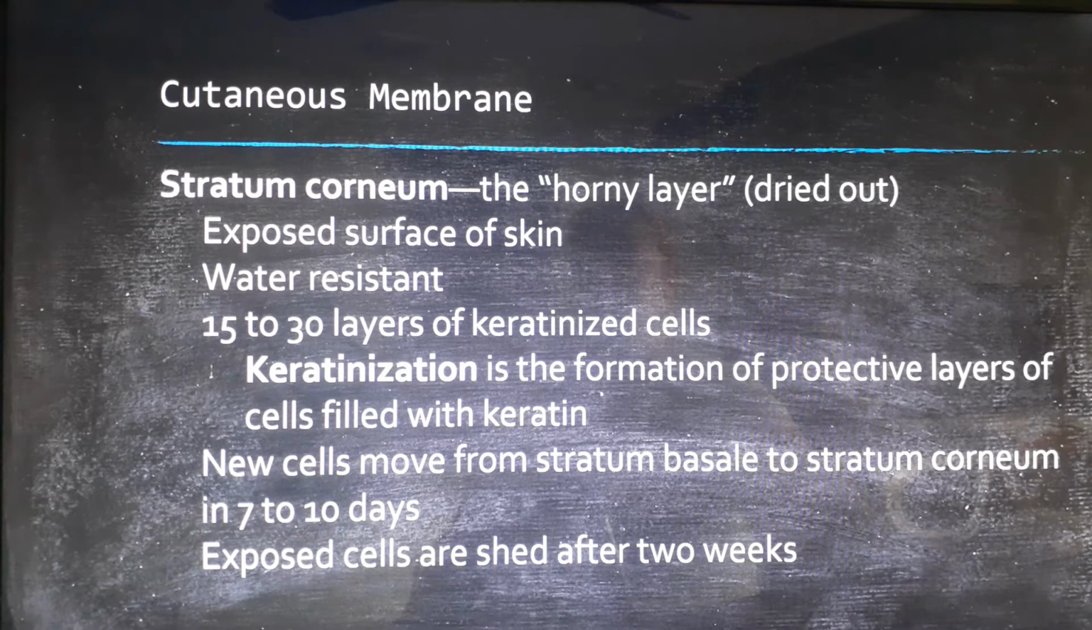Now, this can be anywhere from 15 to 30 rows of cells. By far the biggest part of your epidermis, and it has fully undergone keratinization. And so we say it's completely cornified. So from the time the cell undergoes mitosis in the stratum basale until it reaches the bottom part of the stratum corneum is 7 to 10 days.